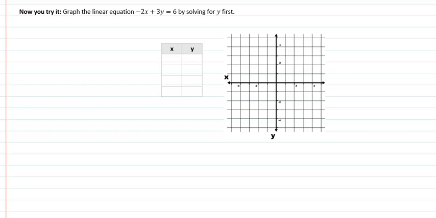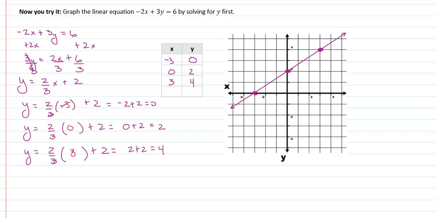Okay, now it's time for you to try one very similar to the one I just did. So remember to rearrange and solve for y first, and then pick some points and graph your line. Okay, so I chose -3, 0, and 3 because when I rearranged this, I got 2/3 x plus 2. So I wanted the 3's to cancel out. So I chose factors of 3, and I got this graph right here. So even if you chose different numbers, it should look the same.